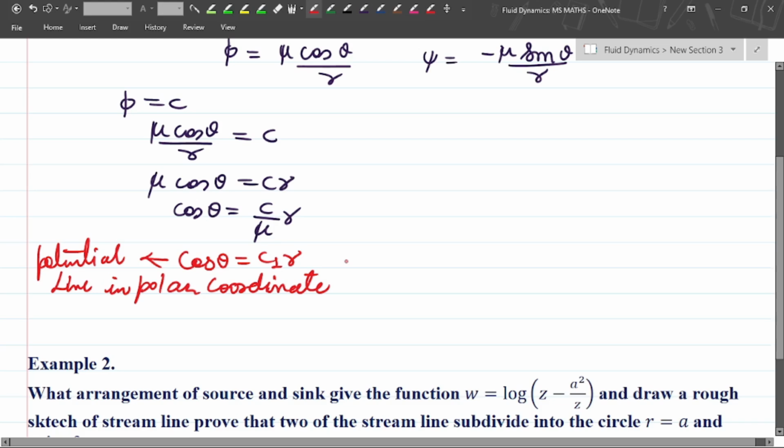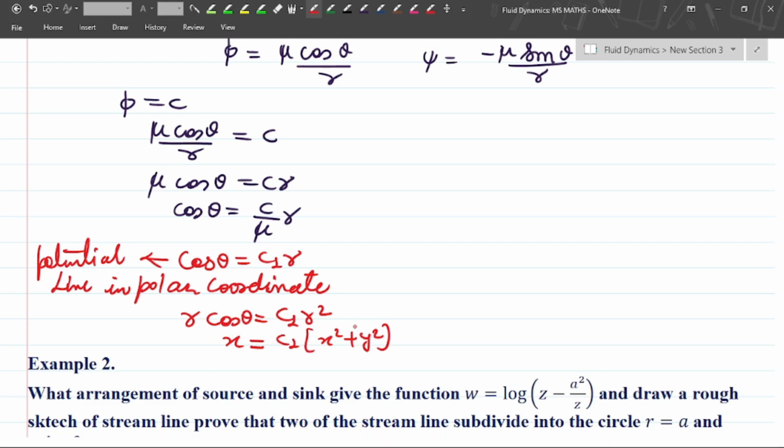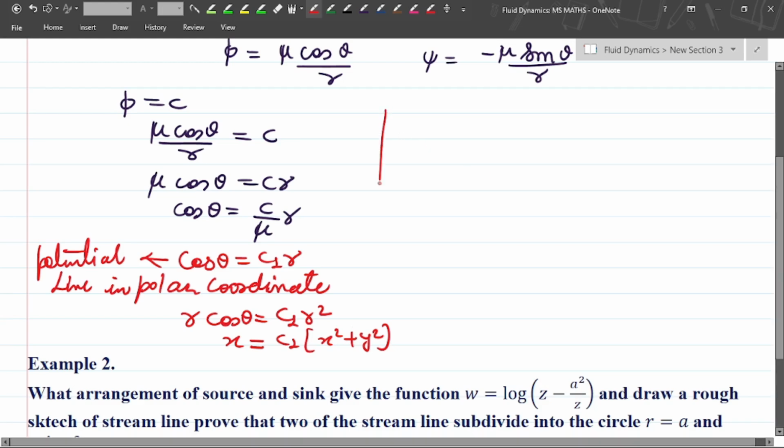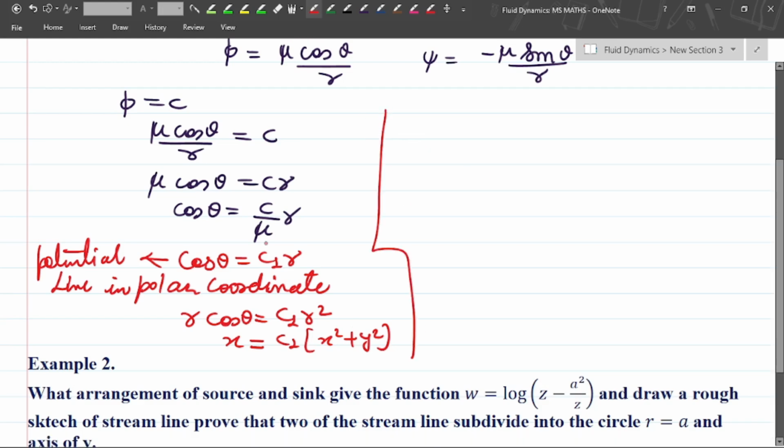If we want to convert it into Cartesian coordinates, we'll multiply r on both sides. So we get c1 r square, and x is equal to c1 into r square, which is basically x square plus y square. Because x is equal to r cos theta and y is equal to r sin theta, x square plus y square is basically r square only. This is the potential line.